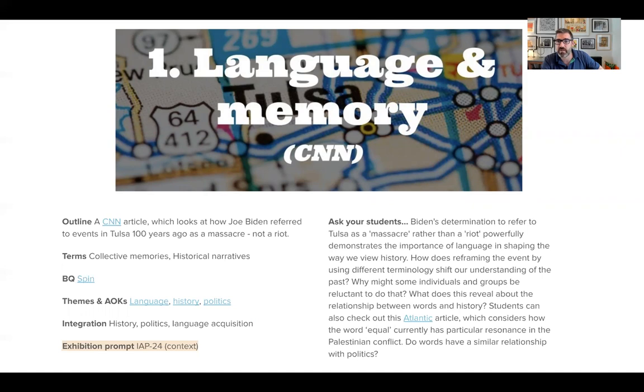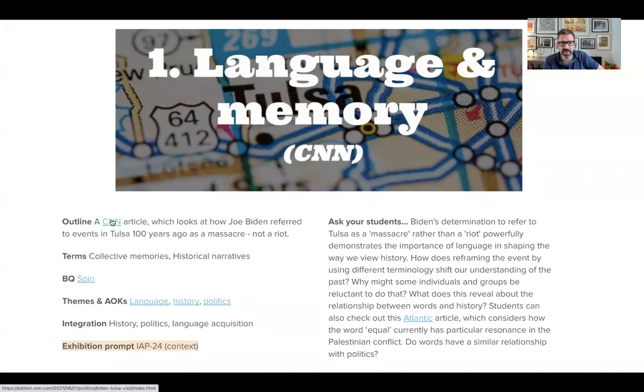This was the recent story about Joe Biden referring to the Tulsa massacre as a massacre and not a riot. So this is a lovely TOK story, I think primarily to do with the language, but also, of course, linking to history, and we've got politics in there. So this is what it looks like in the newsletter. If you remember, you get 20 of these stories. You can sign up to the free version, which gives you a little bit less.